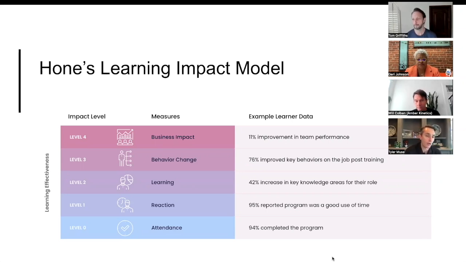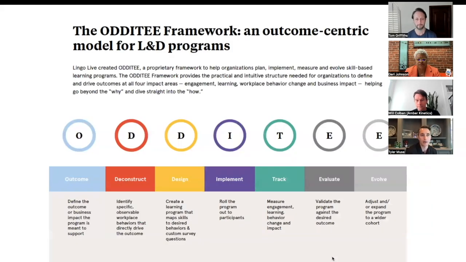I will quickly go over our model, which is very similar to Hone's learning impact model. Similar to Hone, we're very much influenced by the Kirkpatrick model. But what we've noticed is that it is oftentimes difficult for learning and development leaders to unpack specifically what behaviors they want individuals to improve in and how that's going to move the needle for their business. And so we've created this proprietary framework that we call Oddity. It's a unique name for a unique framework.